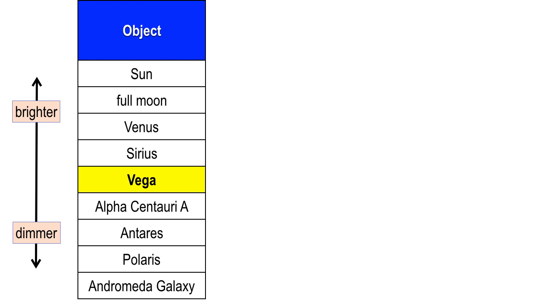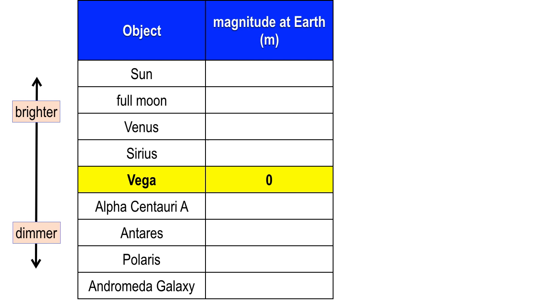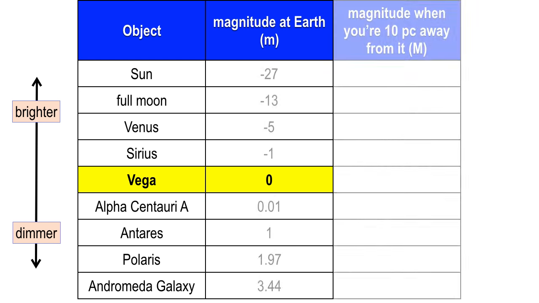And so we'll just anchor everything with zero for Vega. Okay, so this is the magnitude at Earth, little m. Right? Now, these are just numbers. There are no units, so this is not 0 watts per square meter or 0 joules per second or anything like that. It's just a number, and we interpret it in the magnitude system relative to Vega. Now let's get some of the other data in here.